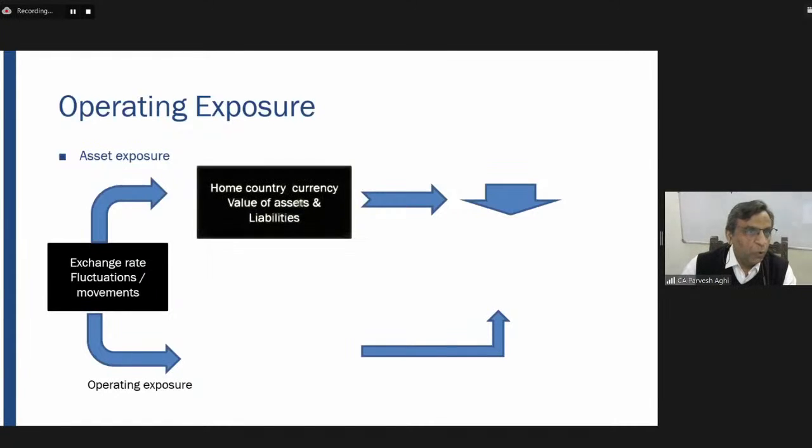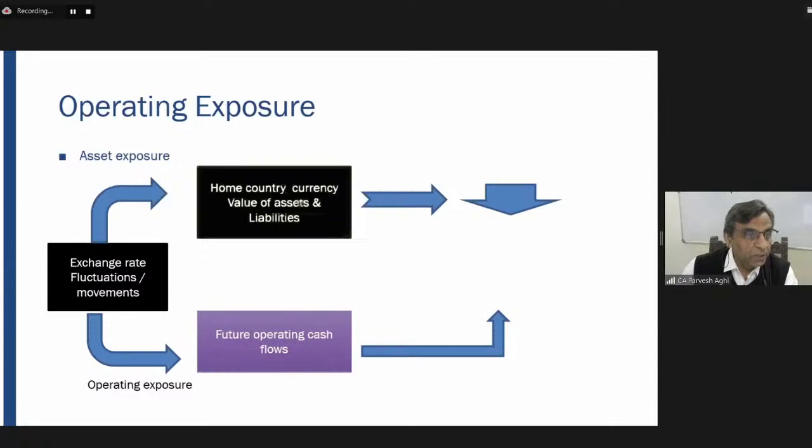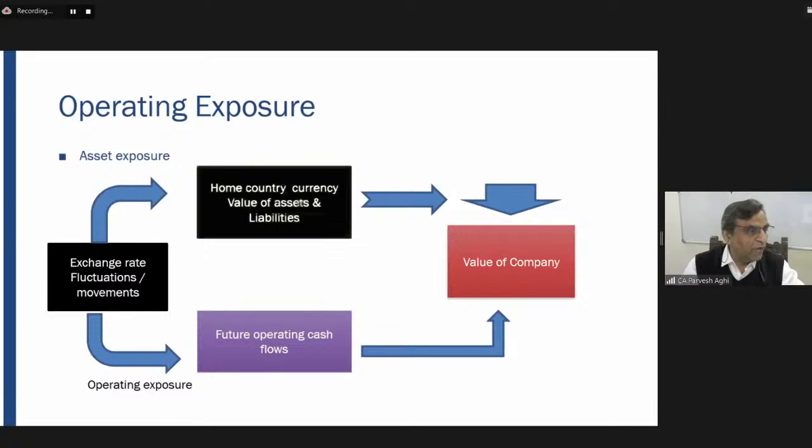Now, asset exposure: home currency values of assets, loans and liabilities get affected, as we have seen through the example which we did just now. Then future operating cash flows of the company: the company is going to import goods from abroad or export goods and receive money. So it is going to impact, sometimes favorably, sometimes adversely, the future operating cash flows of the company. So it affects the value of the company.